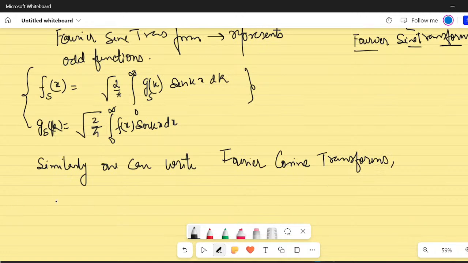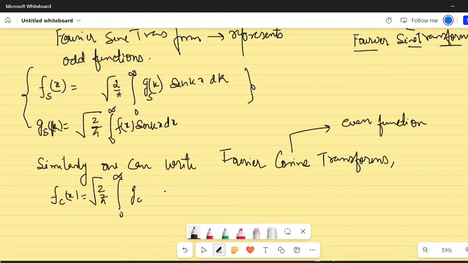If I want to write f of c of x, this will be simply root over 2 upon pi, valid only for even functions. For even functions, I know that sine is an odd function, and if sine is odd and f of x is even, then when both are multiplied and integrated from minus infinity to infinity, that integration would give you 0. So only the cosine term would remain. So I'll write from 0 to infinity, g of c of k, cos kx, dk.